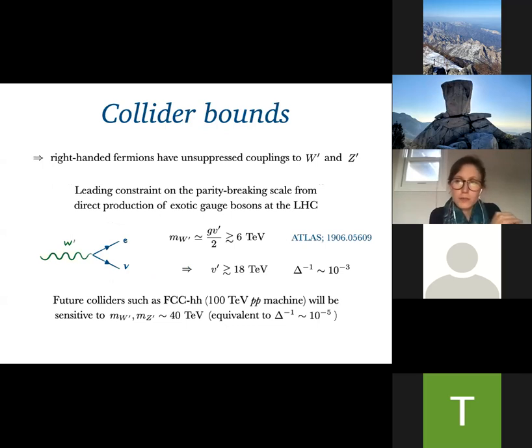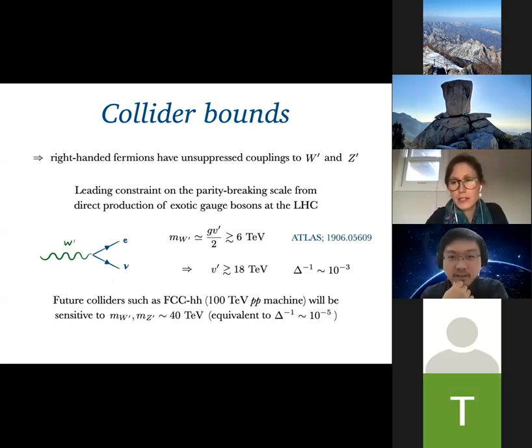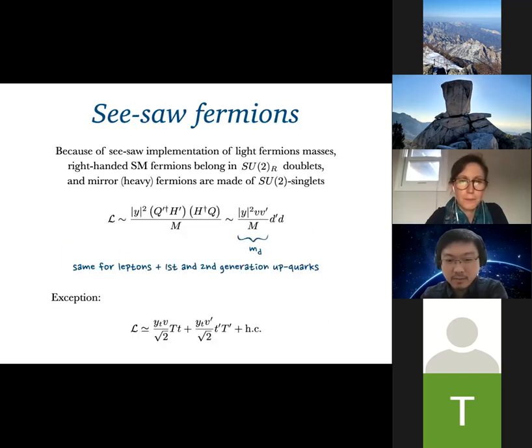Excuse me, may I ask a question? Of course. Before going to the collider, we'll go back to the previous slide. So this capital M is, in principle, a 3x3 matrix in the basis of flavor. And are you just assuming it's diagonal? It doesn't have to be diagonal.